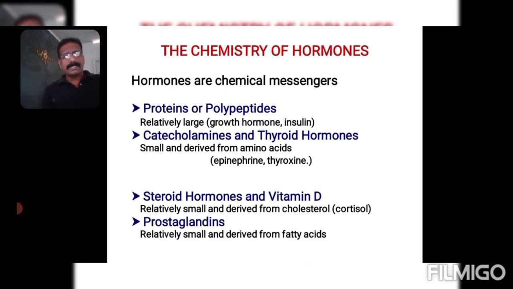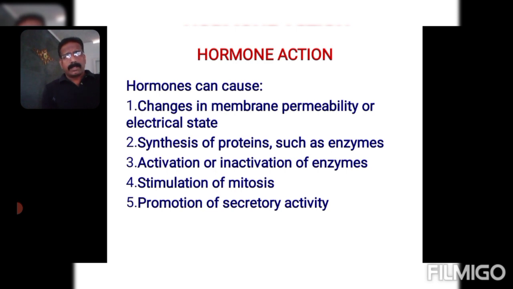Now, vitamin D is sometimes considered as a hormone-like substance. Another hormone-like substance is prostaglandin, which are relatively small and are derived from fatty acids. Now, there are different roles of hormones in our body, in our cells. We can go through this.